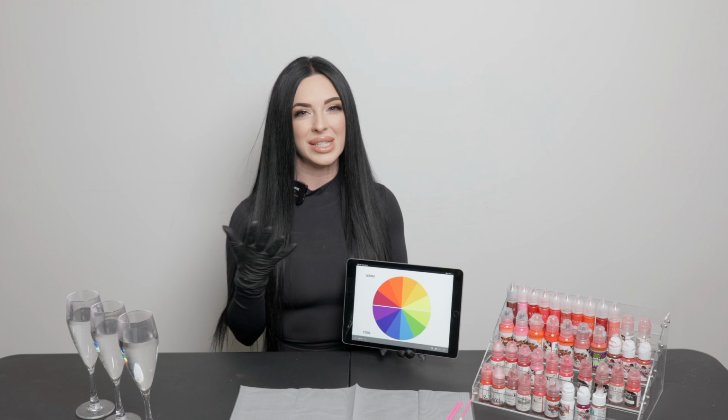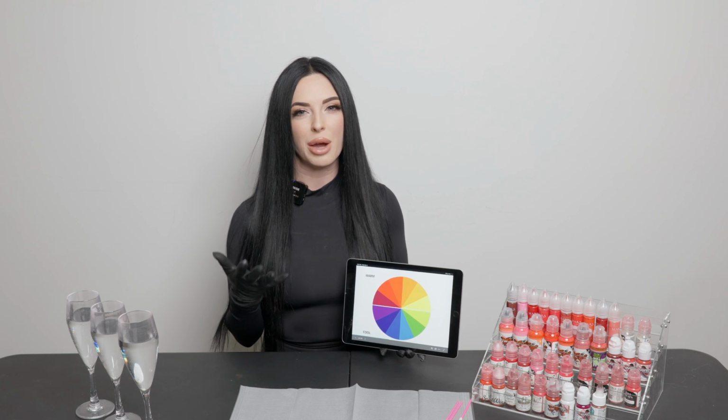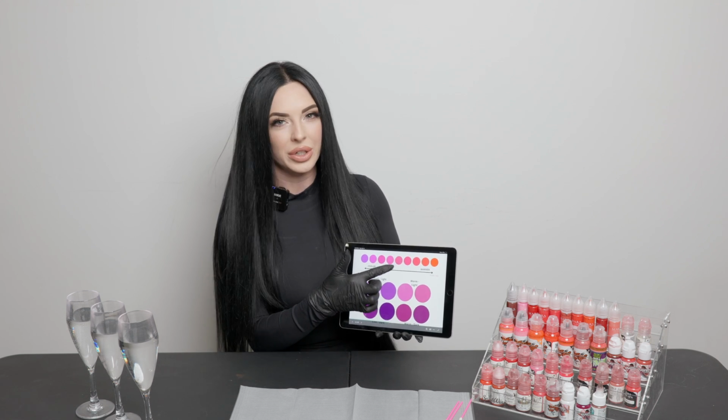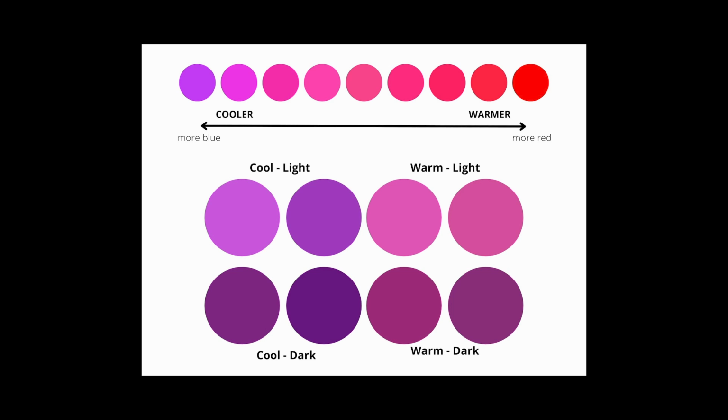Purple, even though it's considered a cool color, there can be warm variations of purple depending how much red or blue is in that color. So this is an example. You can see in the middle that this is a pink color, and the more blue you add, the cooler the color becomes. And then on the other side, the more red you add, the warmer the color becomes.